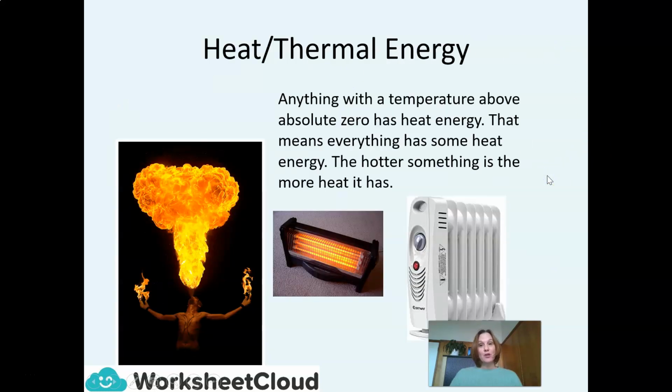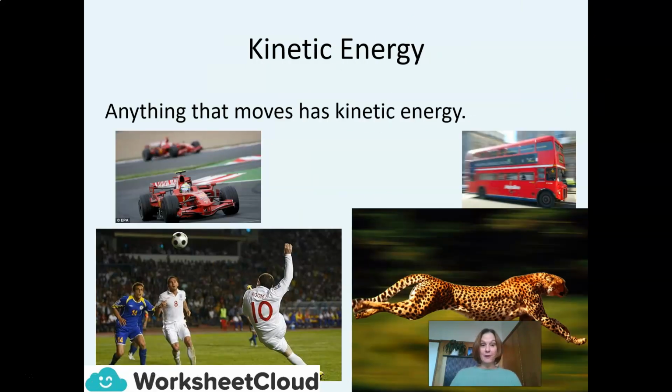So, let's get started with heat, or alternatively known as thermal energy. Anything with a temperature above absolute zero has heat energy. That means everything has some heat energy. The hotter something is, the more heat it has. Right, kinetic energy, you've learned about already. It is anything that moves. It has kinetic energy. We went into a lot of detail about kinetic energy and movement, which is movement energy, as well as the different types of potential energy.